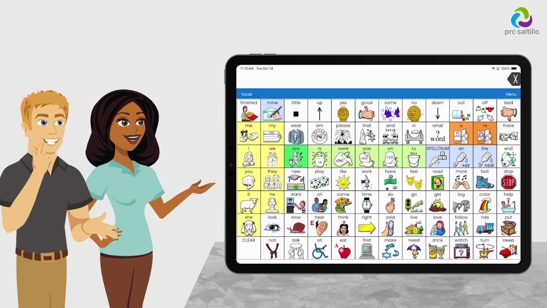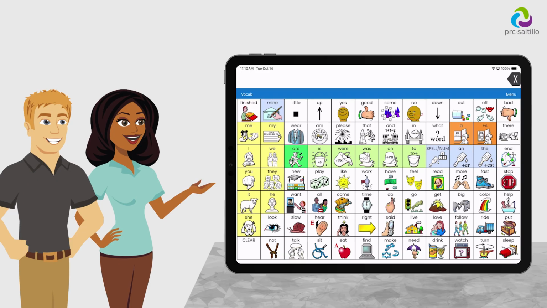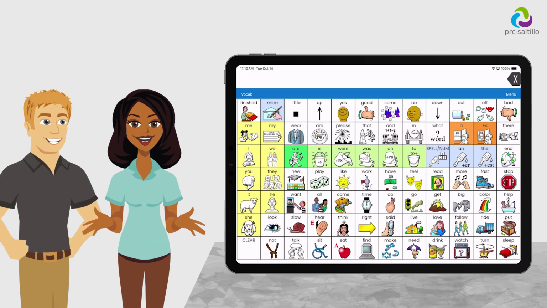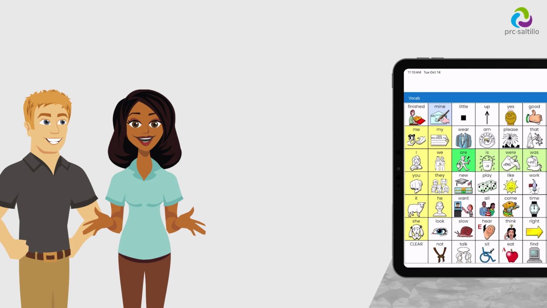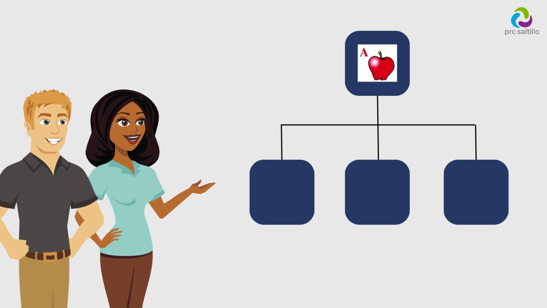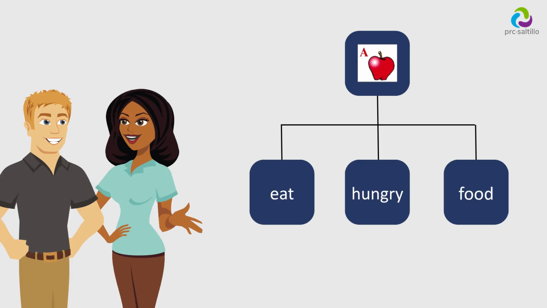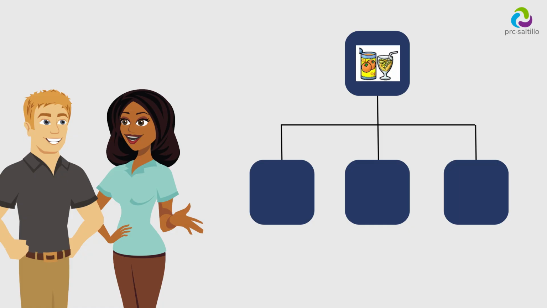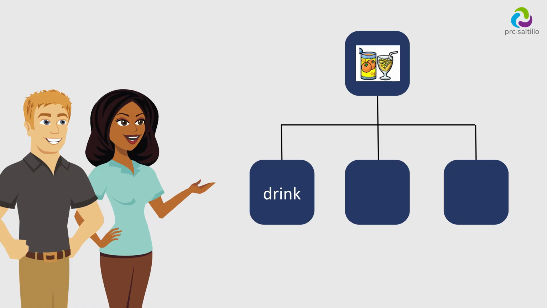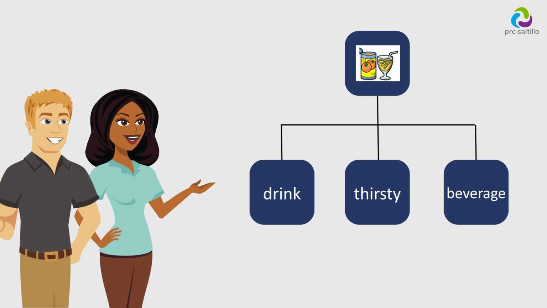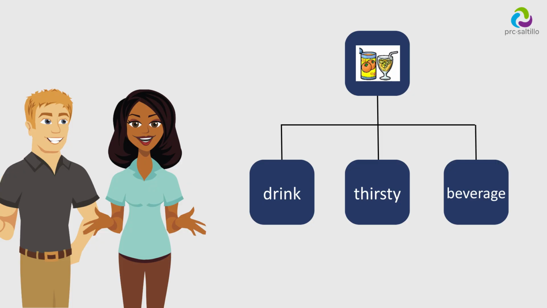In Lamp Words for Life, symbols on the home screen represent symbol families. Words are grouped into semantic categories. That just means that words related in meaning are grouped together. For example, words related to eating, like eat, hungry, and food, are associated with the apple symbol. Words related to drinking, like drink, thirsty, and beverage, are associated with the juice symbol.